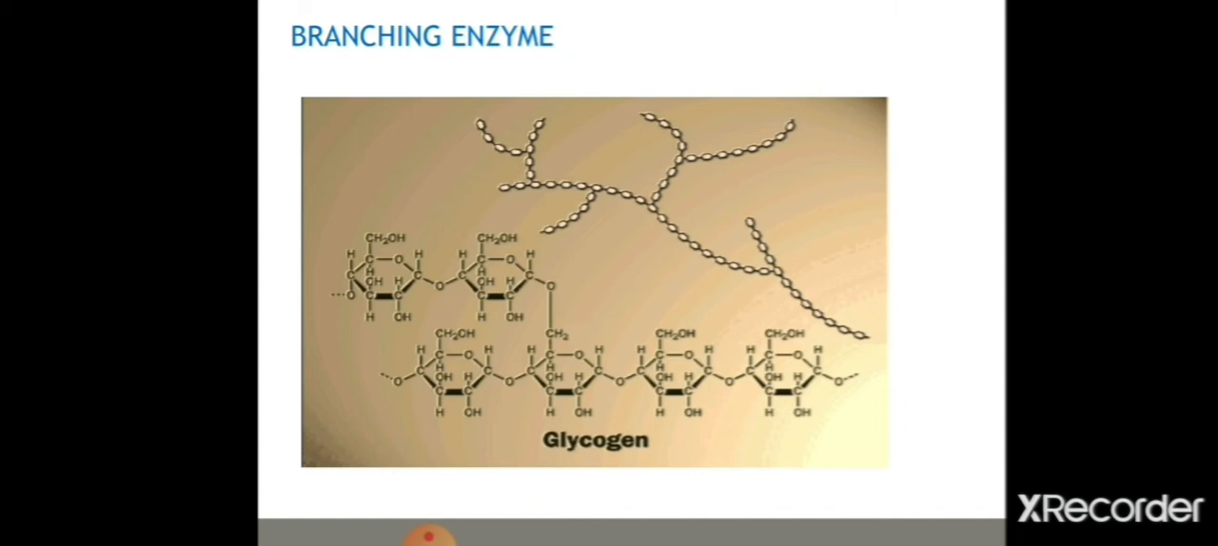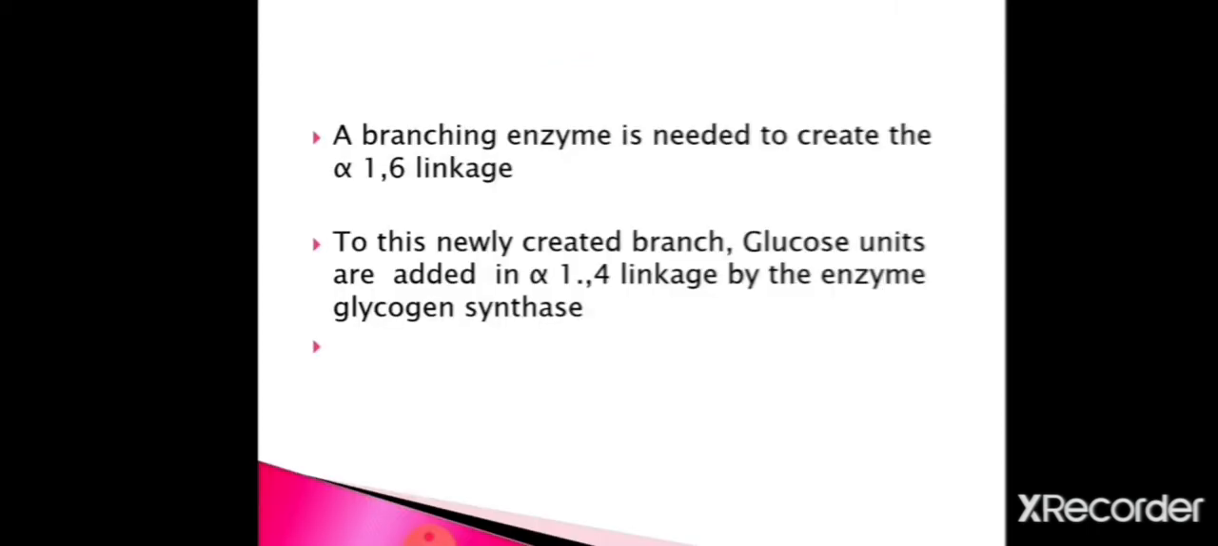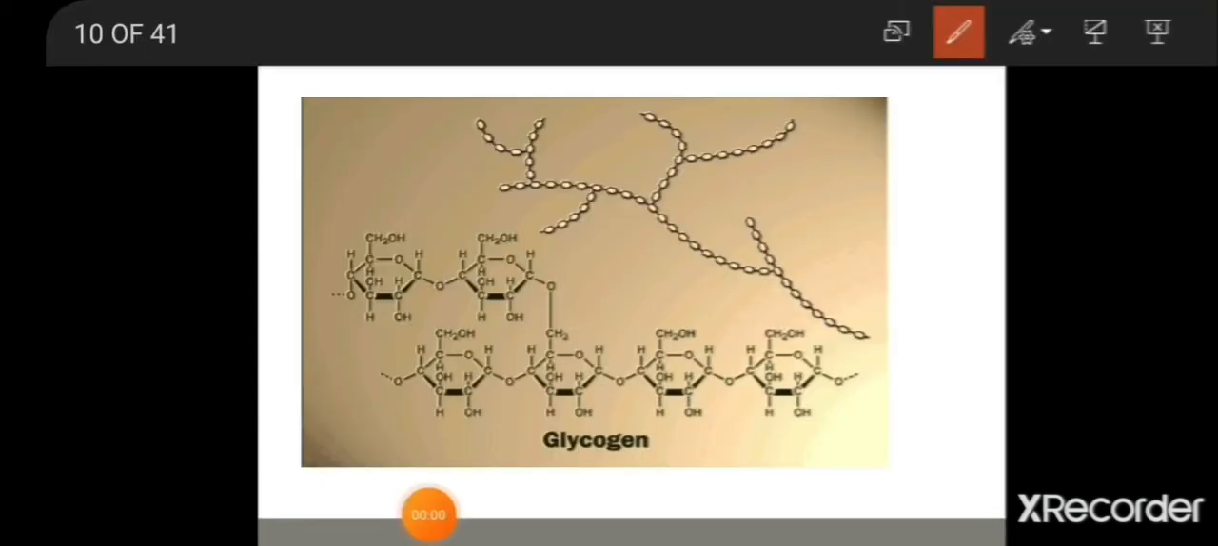So in the straight chain, the linkage is alpha 1,4, and the branching enzyme creates alpha 1,6 linkage at the branch point. Then to this newly created branch, glucose units are added in alpha 1,4 linkage by the enzyme glycogen synthase.